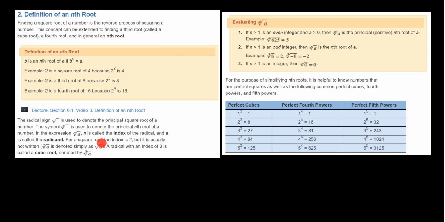For a square root, the index is 2, but it is usually not written. We simply put the radical sign there. A radical with an index of 3 is called a cube root, and we put the 3 there. So how do we evaluate our nth roots?